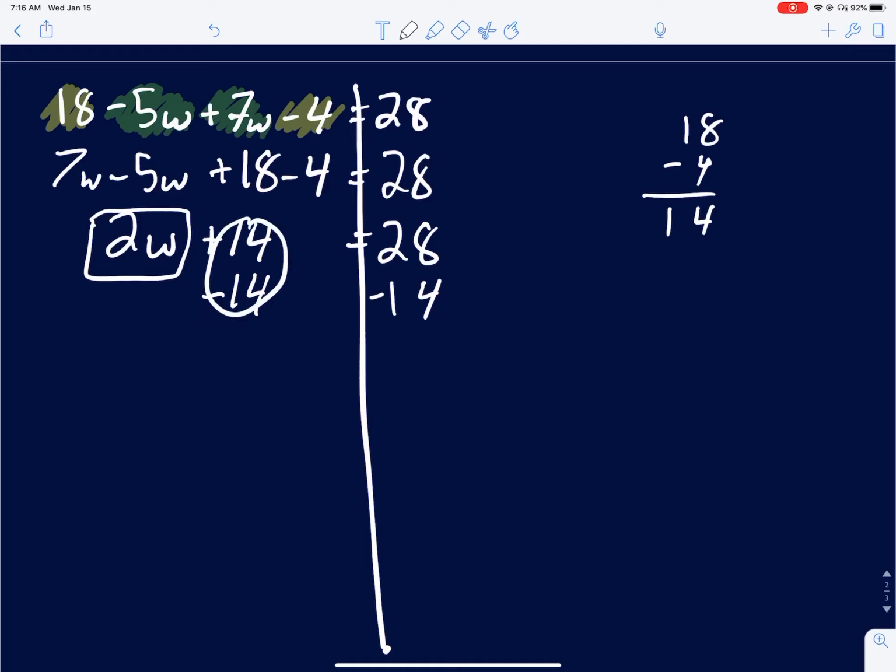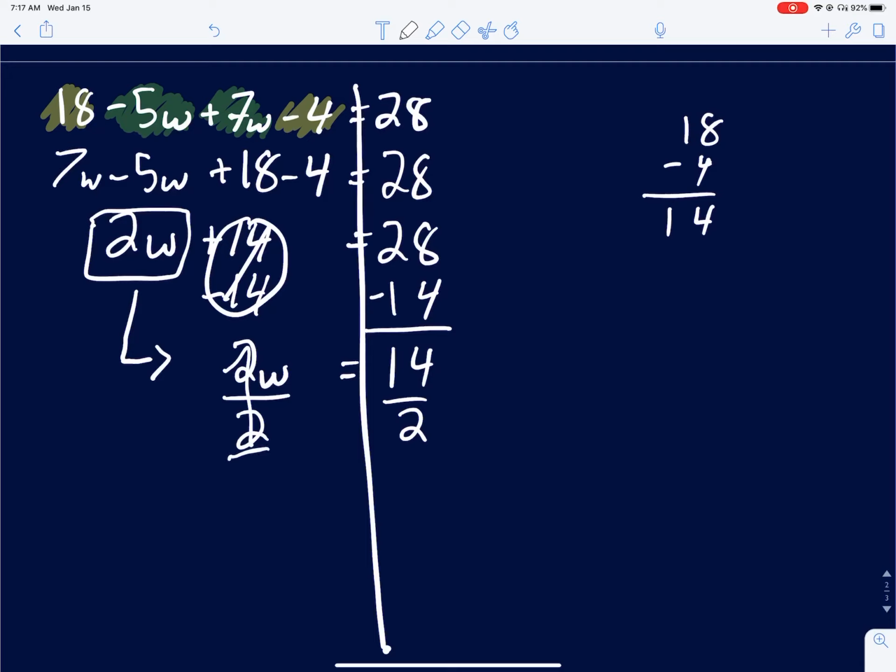14 minus 14 is 0. 28 minus 14 is 14. We're left with just this 2w on the left side. So 2w equals 14. 2w is the same as 2 multiplied by w. So our inverse operation is going to be division. So we divide by 2 on both sides.